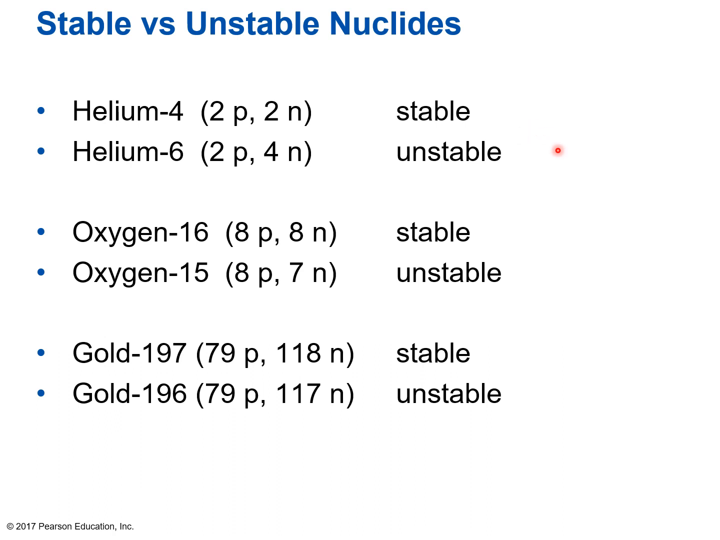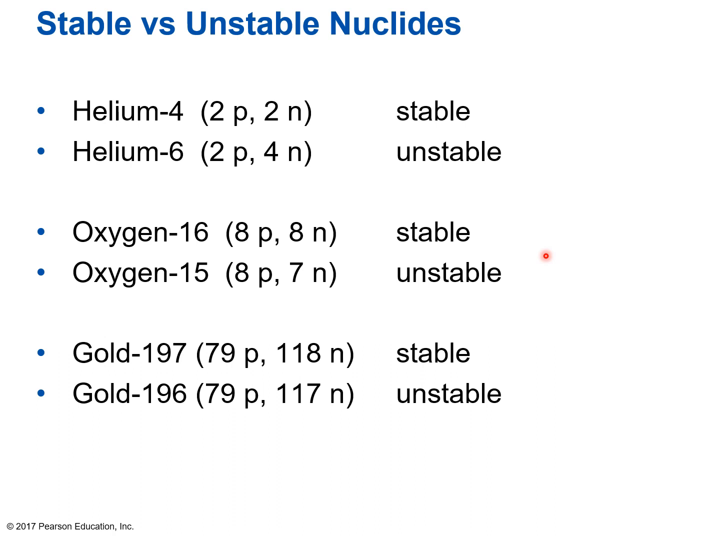But different isotopes of the same element might be stable or unstable. For example, helium-4 is stable. When you have two protons and two neutrons bound together, it is not prone to falling apart. Helium-6, however, you add some neutrons and it is unstable. We have oxygen-16, which is the main isotope of oxygen that you breathe, 8 protons and 8 neutrons, and it is stable. However, if you take away a neutron, then it is very unstable for oxygen-15.